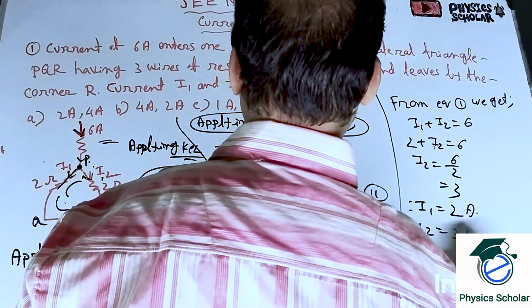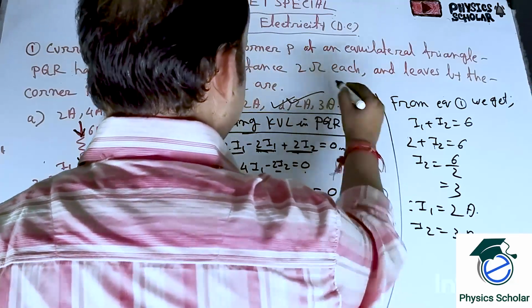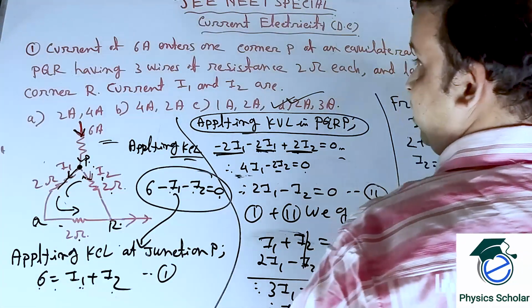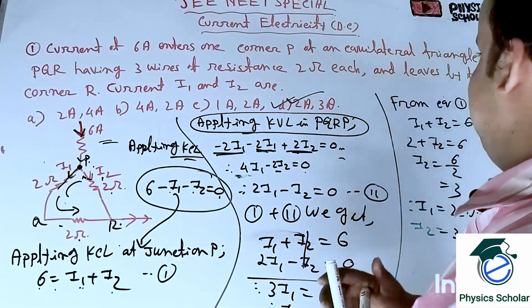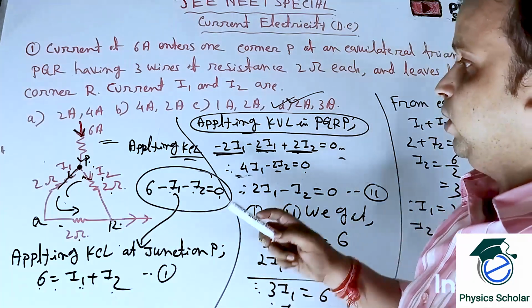I2 is equal to what? 3 ampere. Okay, so that means option number D will be correct. 2 ampere and 3 ampere. Clear? So I am explaining it once again.